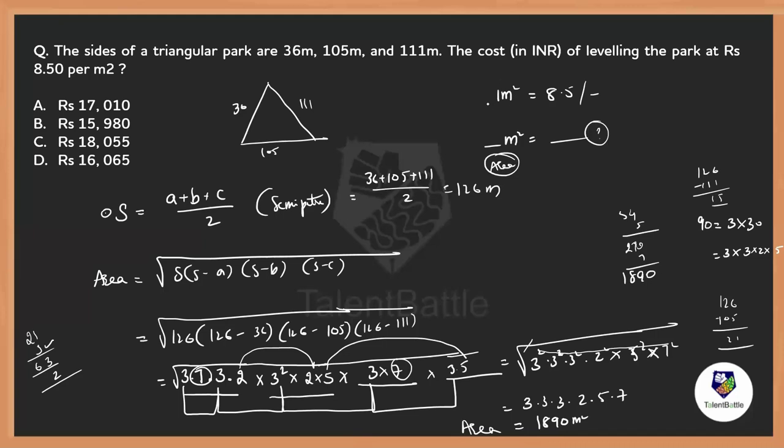So if for 1 meter square it is 8.5 rupees, for 1890 meter square how much is it? Cross multiplication. The answer will be 1890 into 8.5. Definitely the answer should end with 5 because this point and this zero get cancelled. 189 into 85 is going to give you how much? The number should end with 5 because 5 fives are 25. So options A and B are correct. And if you use a calculator, that should give you option D as my answer. Right? Hope you understood, everybody. So that's how we can answer these questions.